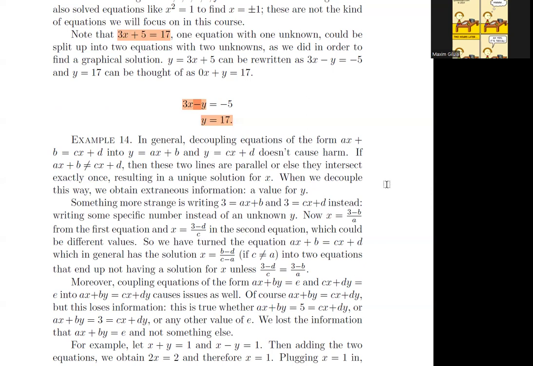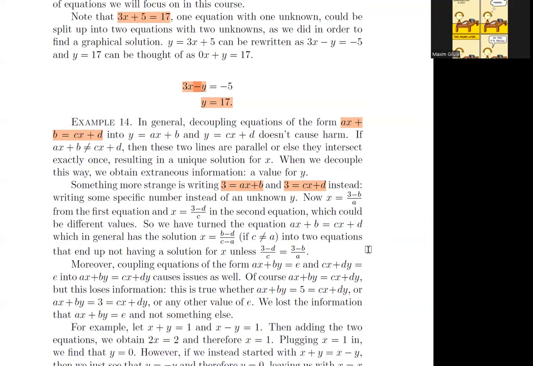There is something much more strange we could do. If ax plus b is cx plus d, then we could instead try to decouple them into a constant instead of a variable y. But this won't work because we're setting an extra restriction. We don't know that that's equal to 3. We don't know what it's equal to at all. So this would result in some wrong solutions if you follow this process.